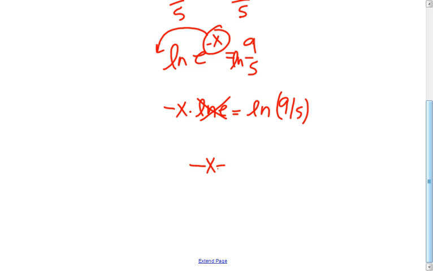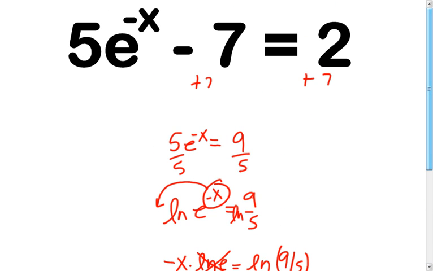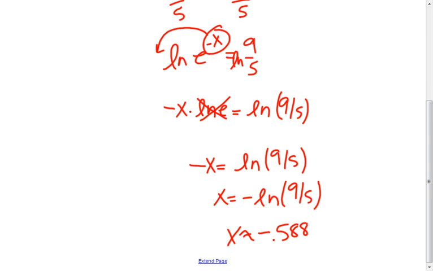And now I can just type this into my calculator. So I have negative x equals the natural log of 9/5, or positive x equals negative the natural log of 9/5. And I can type that into my calculator, and I'm going to get about negative 0.588. And again, check that, and that's okay. Negative times negative 5.88, when you plug that in, is not going to break any rules. All right, okay there.